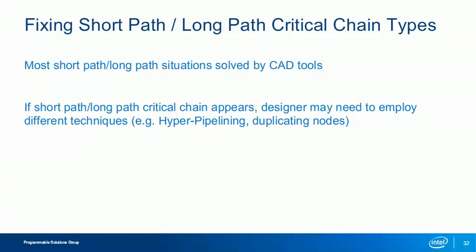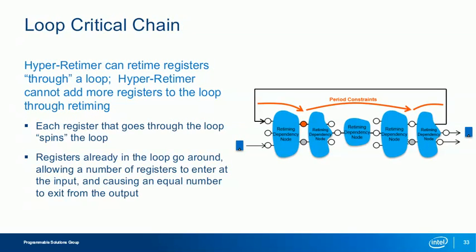In many cases, the short path long path situations are automatically solved by the fitter by adding extra routing to the short path. But if short path long path critical chains do appear, a designer can use techniques such as hyperpipelining and node duplication to solve them. The fourth and final type of critical chain is the loop critical chain. The loop, of course, being a feedback path that returns to a prior point in the design.